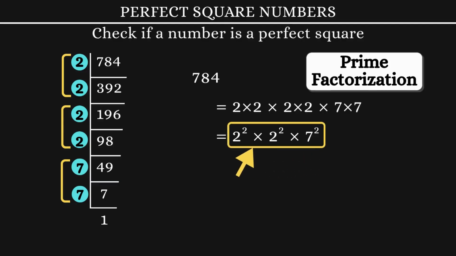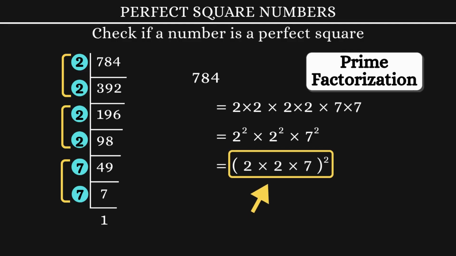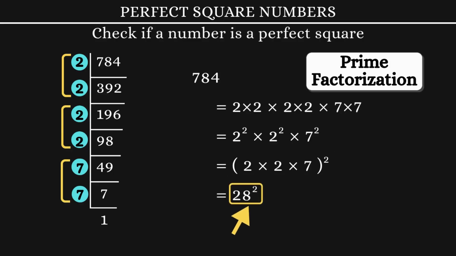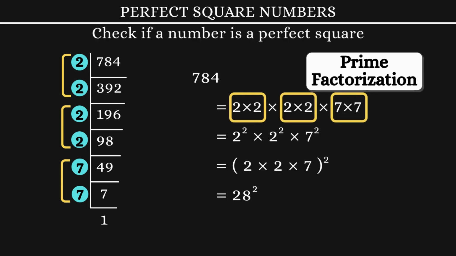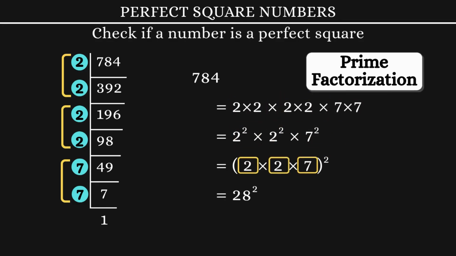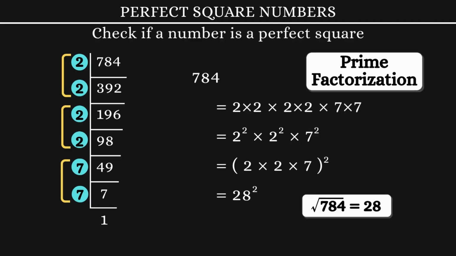Now, this expression can be written as 2 into 2 into 7, the whole squared, which is 28 squared. In simple words, for every pair of similar factors, we take only one of them and find the product. Here, we can say 28 squared is 784, or we could also say that the square root of 784 is 28.